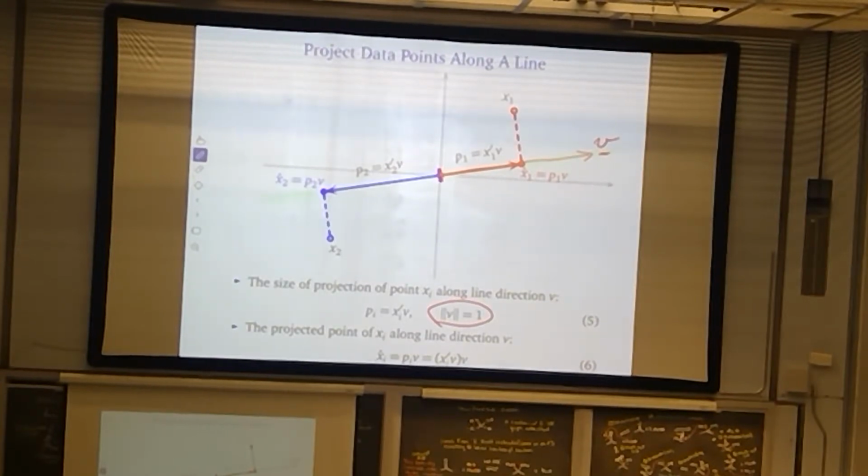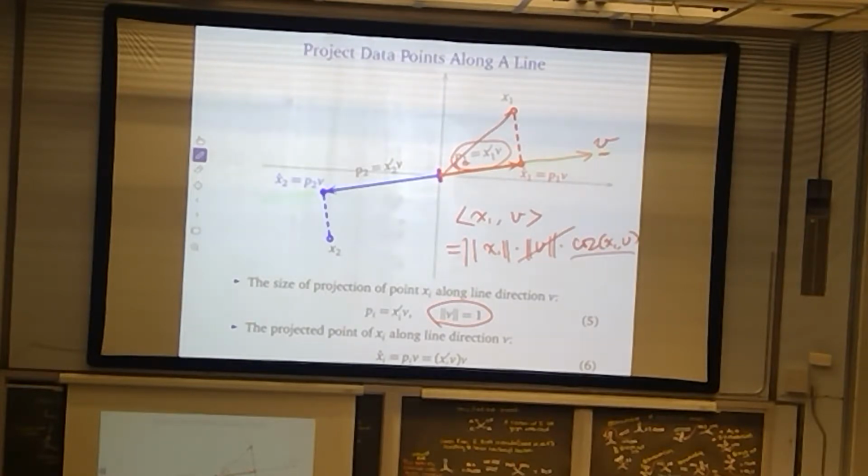The size of the projection of x1 along this line is the dot product between these two, right? Because this corresponds to x1's norm times v's norm times the cosine of the angle between x1 and v. The norm of v is 1, so it cancels out. This is theta, and this is cosine theta. So this length, x1 norm times cosine theta, becomes the size of the projection. It's the dot product between x and v. We assume the data is already centered, okay?